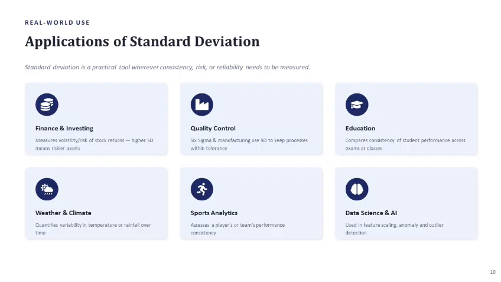Finally, we are coming to the applications of standard deviation. Standard deviation is a practical tool wherever consistency, risk, or reliability needs to be measured. It is used in finance and investing, quality control, education, weather and climate, sports analytics, and data science and AI.